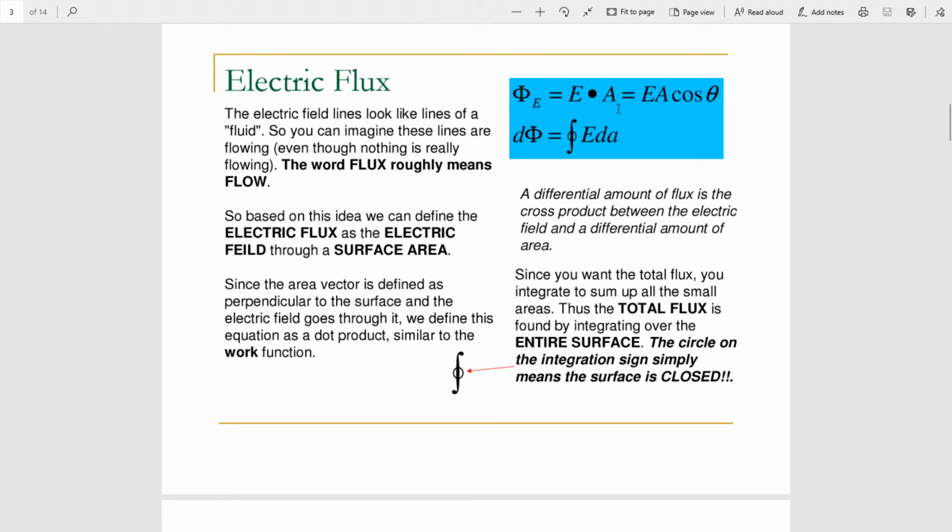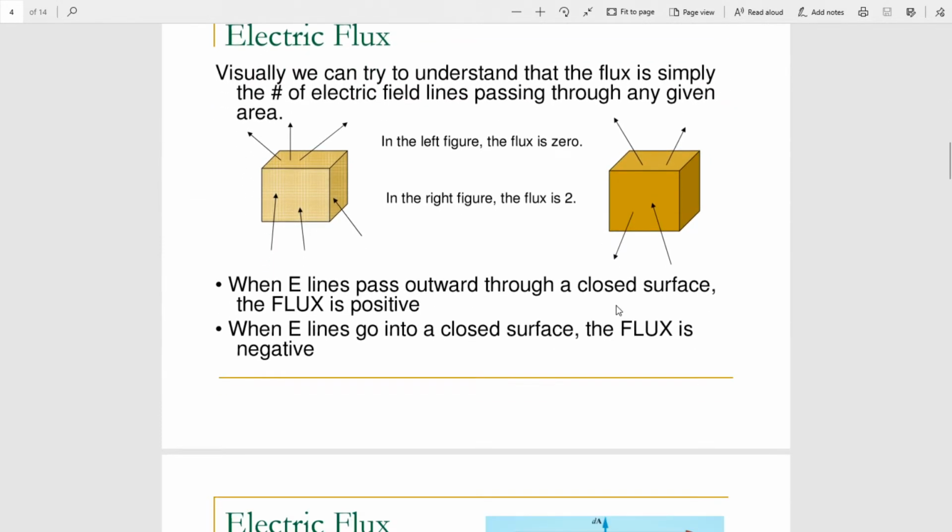If I was going to take the infinitesimal, the infinitely small flux, which we could represent with, I've actually forgotten my Greek letter. I believe this is phi. If we take the infinitely small change in flux, then that would be the integral of our electric field times our infinitely small change in area. So we could integrate over the entire surface. If you see this little circle inside the integral, that just means you're integrating over an enclosed space. It doesn't actually change the math at all.